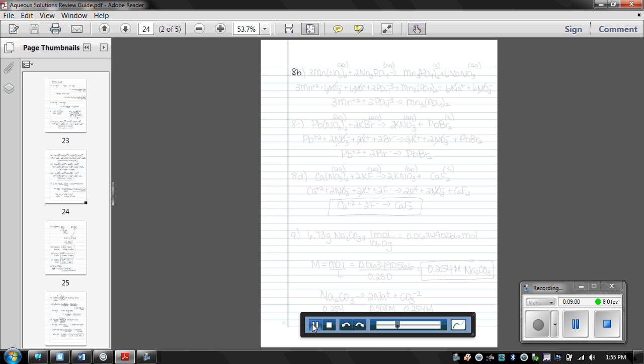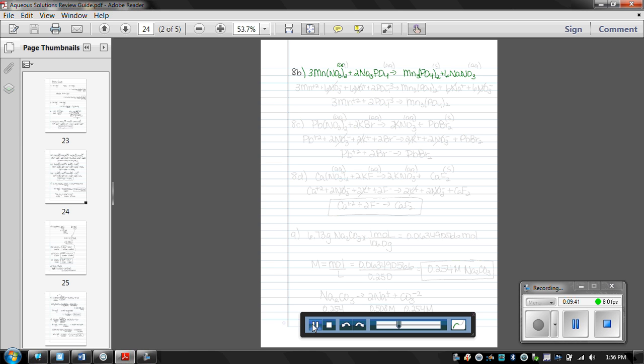Now time for 8B. 8B says magnesium nitrate solution reacts with sodium phosphate solution. So that is going to look like this. We will have Mg(NO3)2, and that's reacting with Na3PO4 to make Mg3(PO4)2 plus NaNO3. And we need to balance that. You might need to do the math wave for this one. You get a 3, a 2, a 1, and a 6.